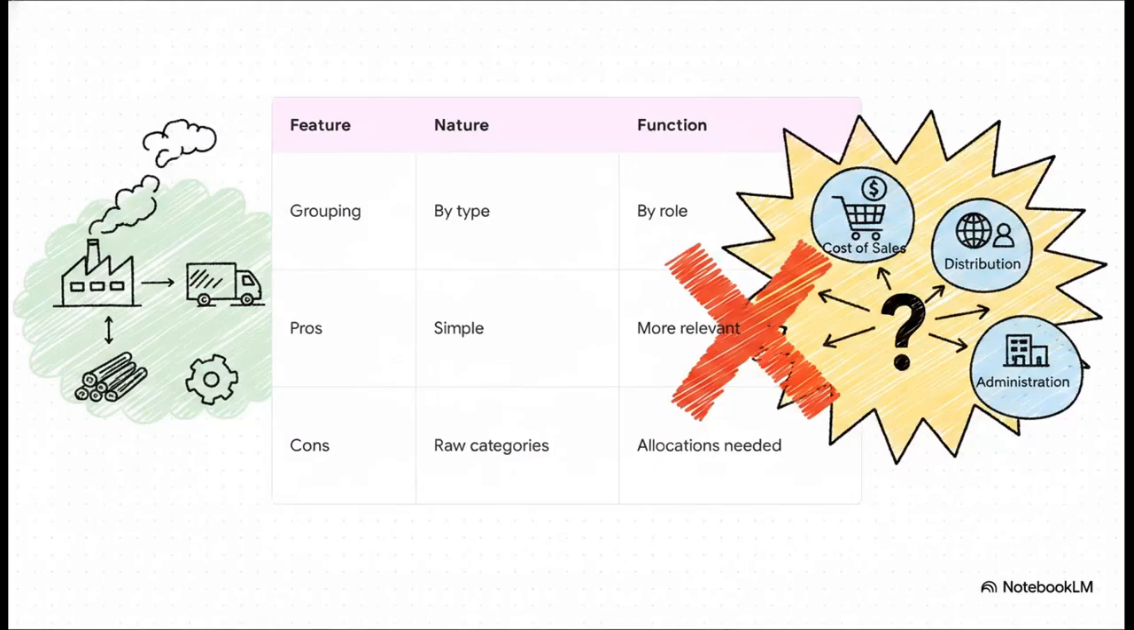Now, looking at this, you basically have two distinct choices here. The nature approach groups expenses by what they literally are. Things like depreciation, raw materials, transport costs. It's super simple and highly objective.